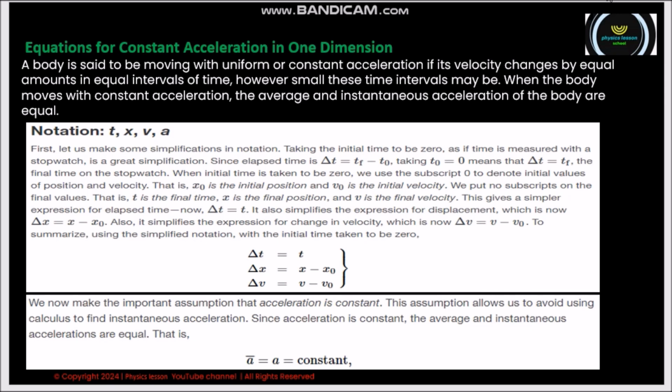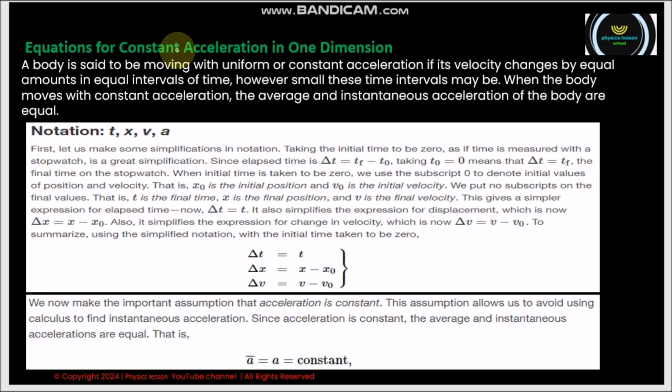Today we will see equations for constant acceleration in one dimension. We are going to solve important equations for constant acceleration. The acceleration is constant, but we have a change in velocity.